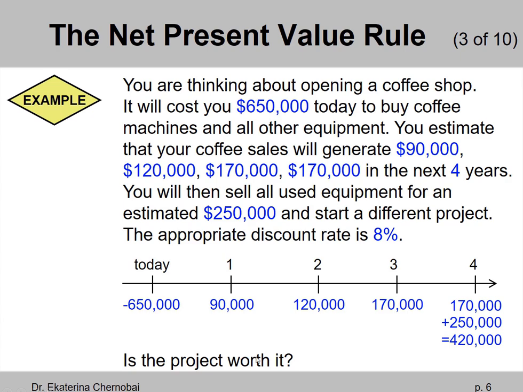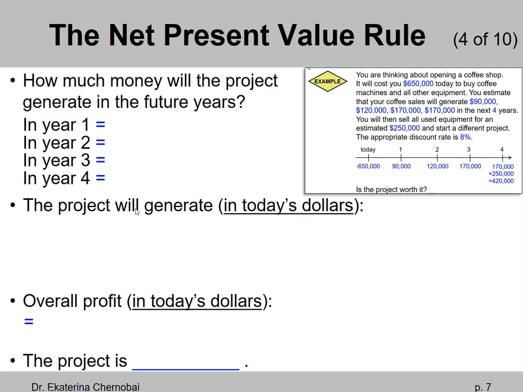And the question is the project worth it? Should we accept it? Should we start this coffee shop business or not? Or should we walk away from this investment opportunity? Here's how we should solve this problem. First, how much money will the project generate in the future years? Well, we already know what the future numbers look like. In year 1, it's $90,000 that would be coming in. In year 2, $120,000. In year 3, $170,000. And in year 4, $420,000.